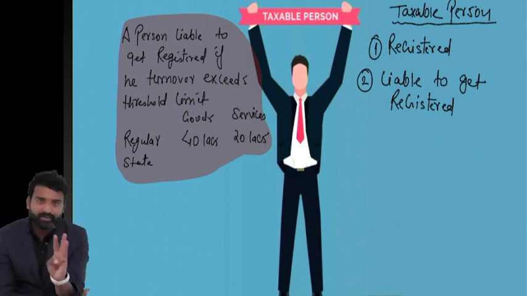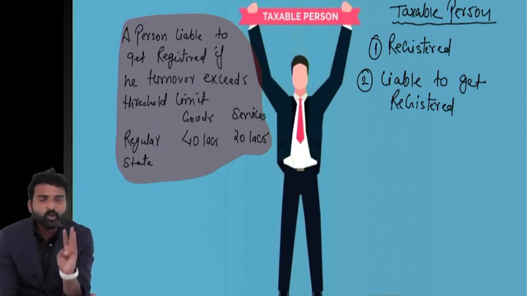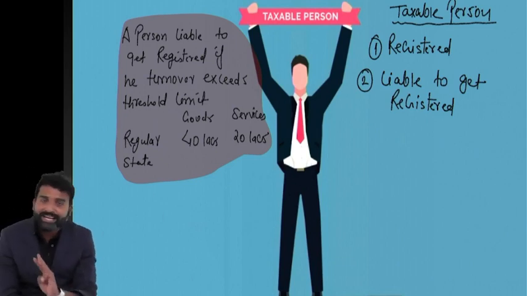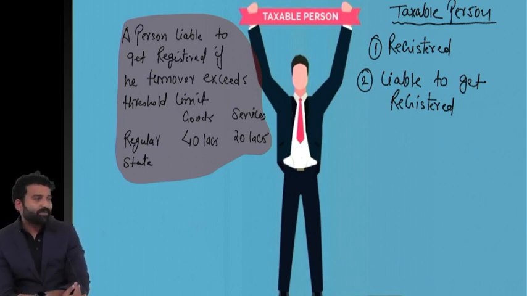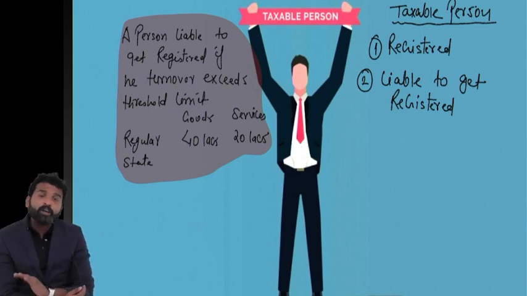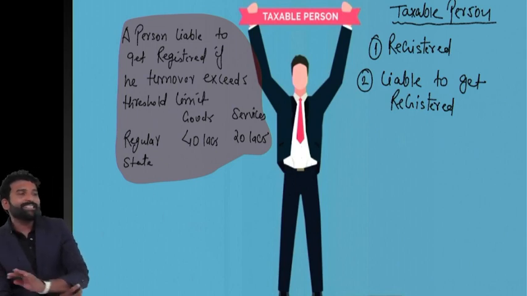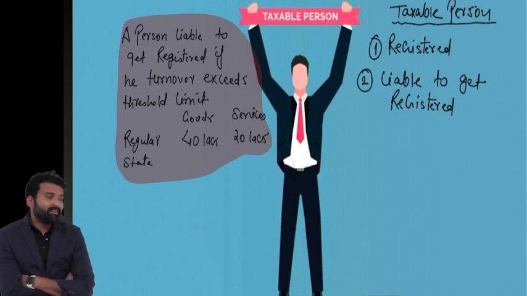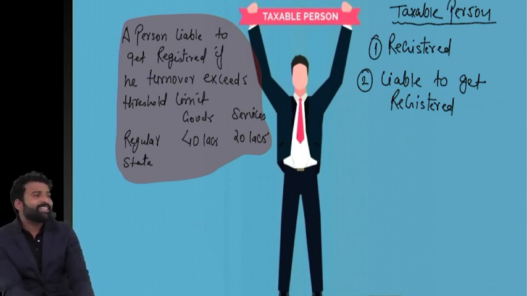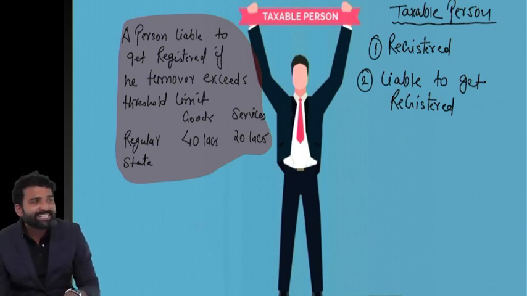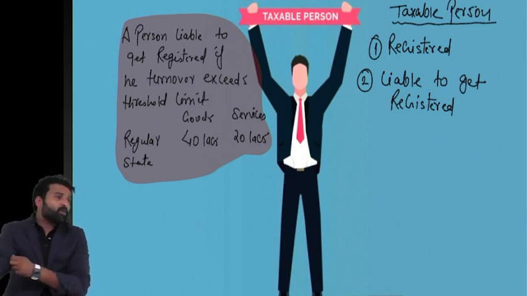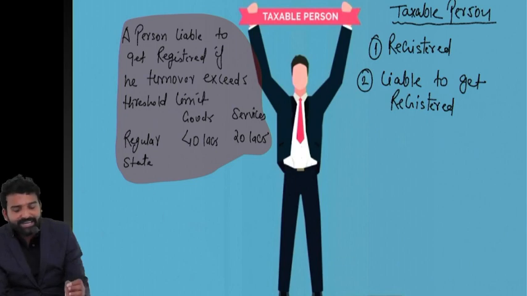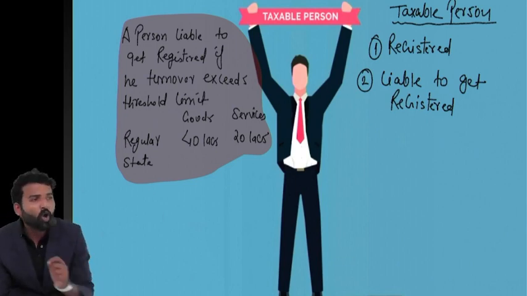My third question. A teacher has a turnover in Rajasthan of 10 lakh rupees, but he got voluntarily registered. Now whether he is a taxable person or not. He is voluntarily registered, his turnover is only 10 lakh, not crossing the threshold limit. He has the GST number, but he is not liable to get registered. Will he be considered a taxable person or not?